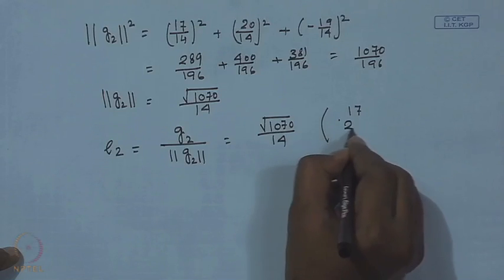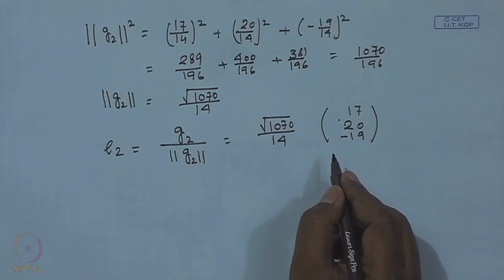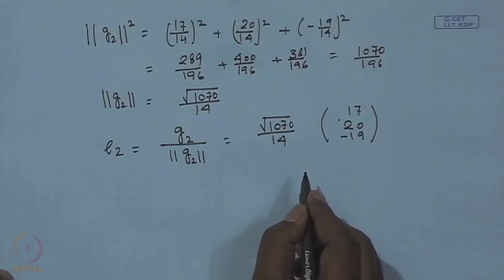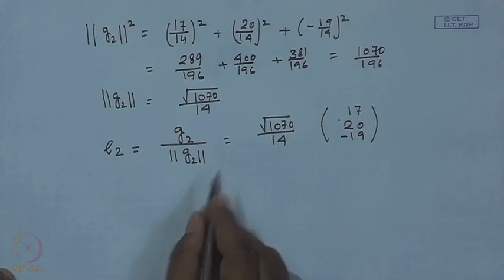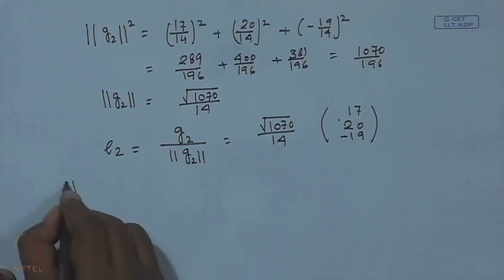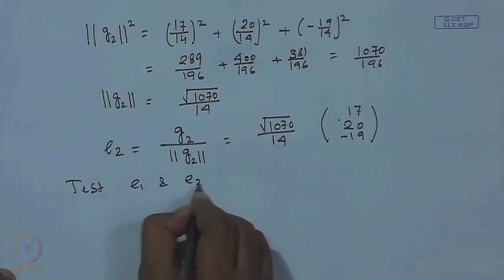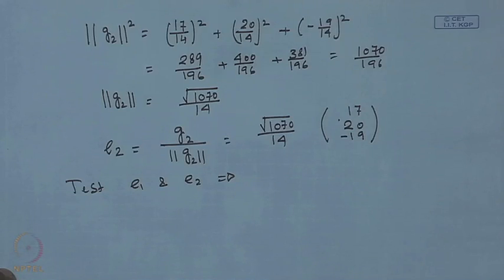17, 20, minus 19. So, that gives the second element E2 of our set, and now we can test whether E1 and E2 are orthogonal to each other or not. So, it is sure that they are orthonormal.